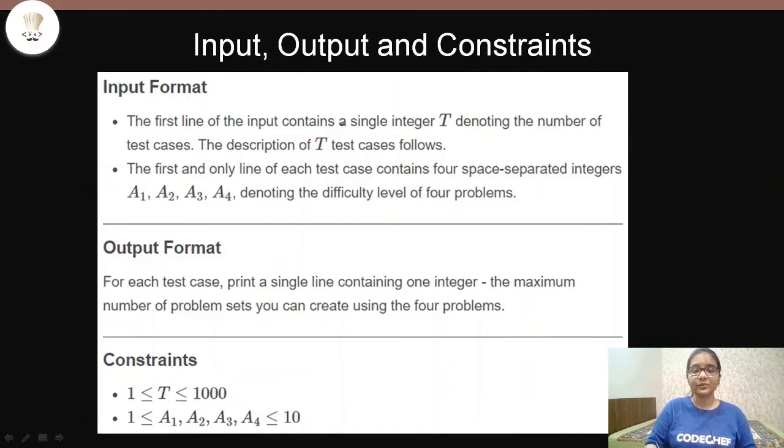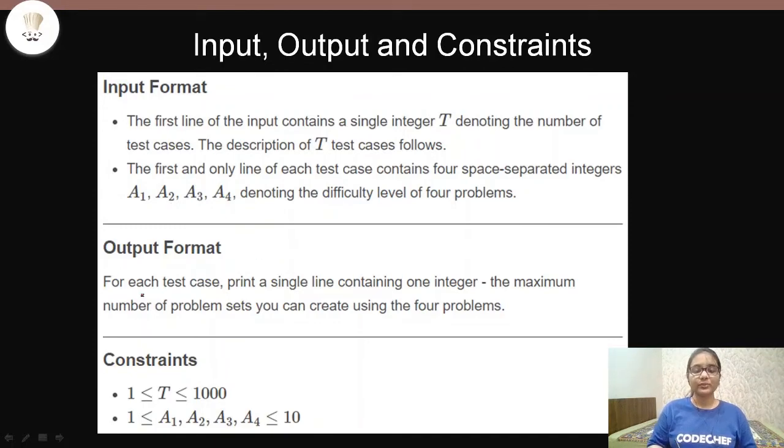The first line of input contains a single integer t, which denotes the number of test cases. Then for each test case we will have a1, a2, a3, a4 as 4 space separated integers, which will tell us the problem difficulty levels of the 4 problems.